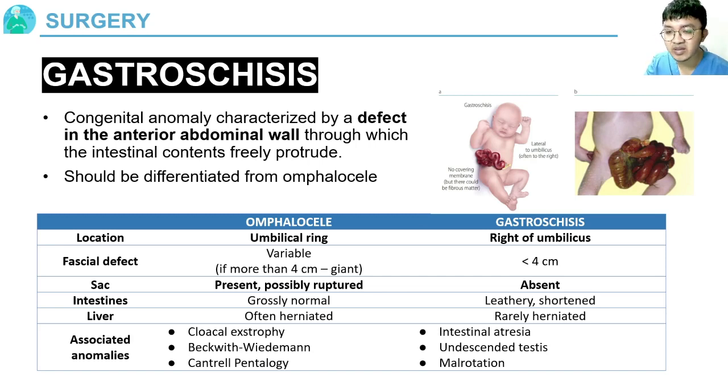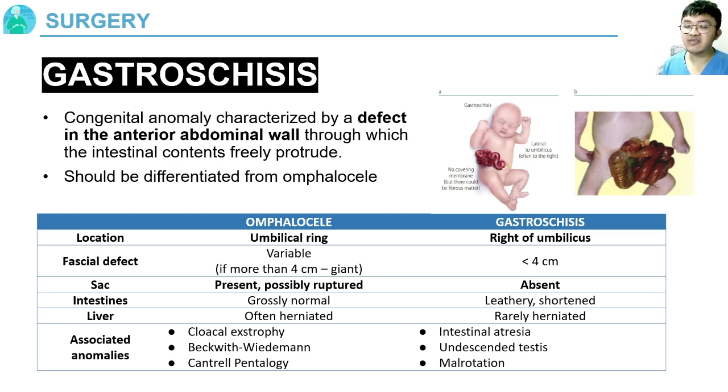For the sac, it is present in omphalocele, but it's not an absolute requirement because sometimes you may have an omphalocele which has already ruptured inside the uterus. So you may have an omphalocele without a sac. A gastroschisis will have no sac all of the time.